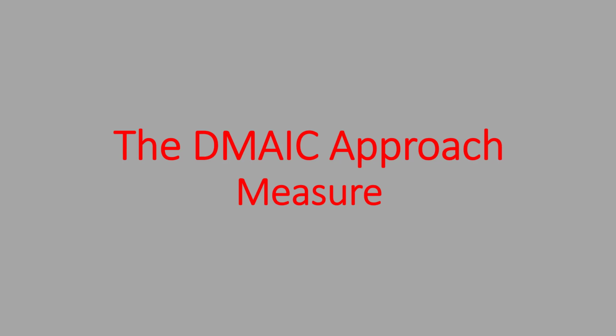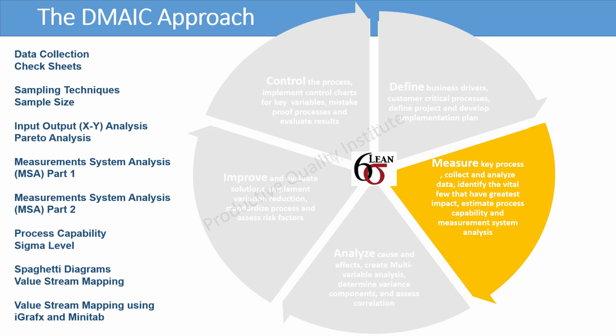Ladies and gentlemen, this is the 7th lecture in the module of Lean Six Sigma, Measure Phase. During the lecture, the following topics will be covered: spaghetti diagrams and value stream mapping.